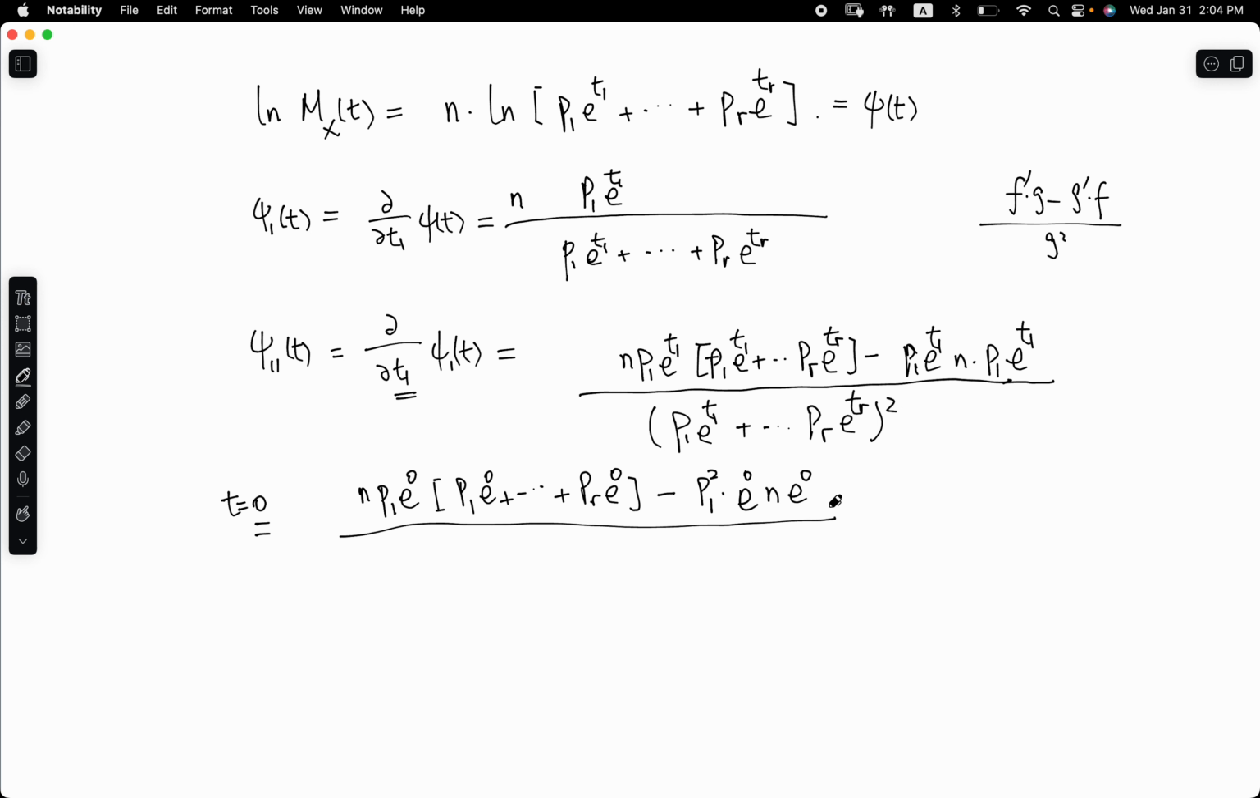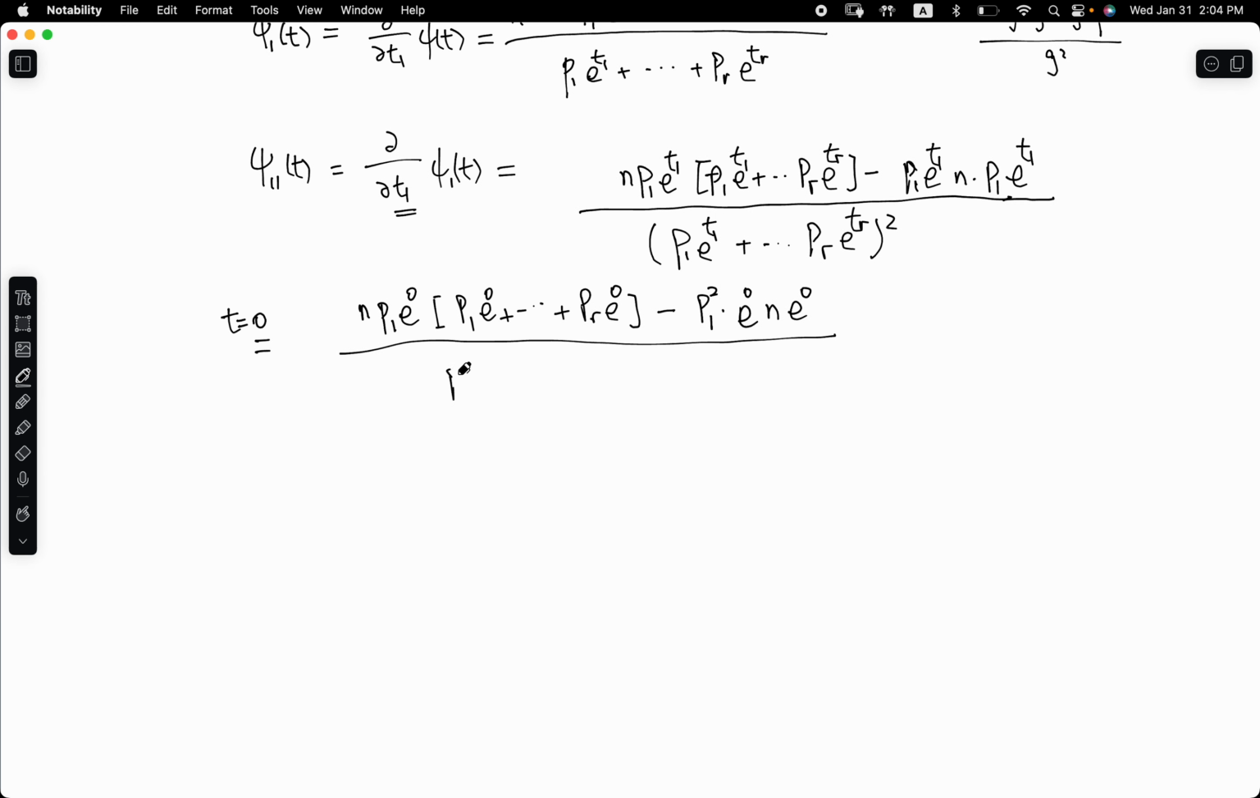And then the same thing here. So I'm just going to maybe not write down everything, but we just have a sum of P1 all the way to PR. And then by constraint, this is equal to 1 in the denominator. So in the end, we will have n p1 from the denominator minus p1 squared multiplied by n divided by 1. And this is just n p1 (1 minus p1).